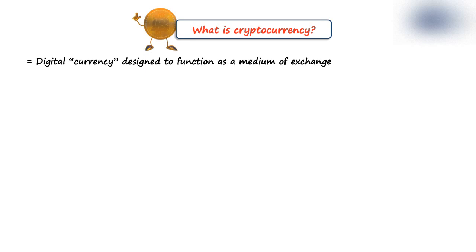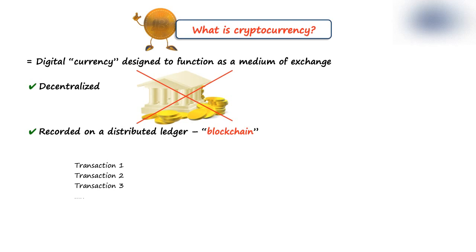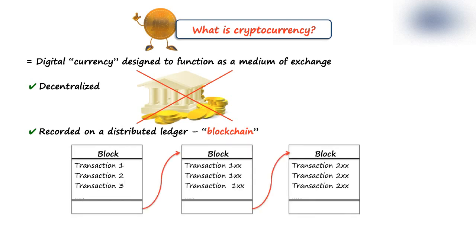The main characteristics of cryptocurrency are that it is decentralized, so not issued by any central bank or other official institution, so there is no legal tender as with other currencies. It is recorded on a distributed ledger called blockchain. And indeed, cryptocurrency does not have any coins or banknotes. Instead, it is just a list of electronic transactions or payments organized into blocks. Blocks are connected with each other and they create a chain, hence the name blockchain.